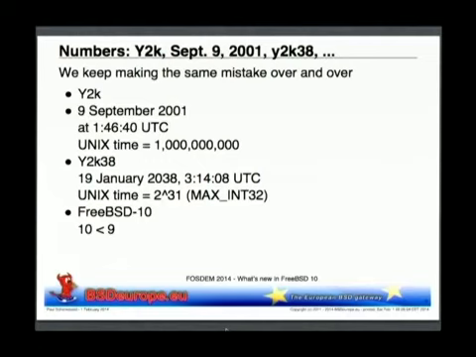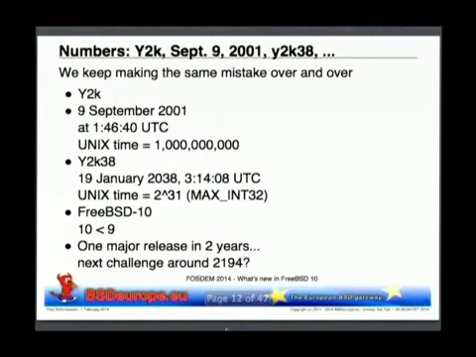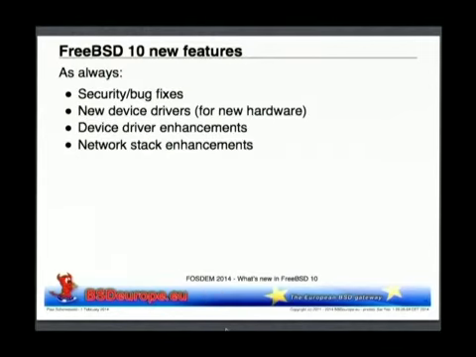Okay, so as I just said, we have a major release coming out roughly once every 2 years. So what's our next challenge? 2194, FreeBSD 99, FreeBSD 100. Brace yourself. Okay, enough of the light stuff.